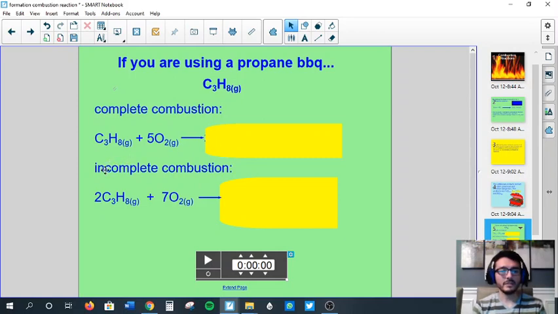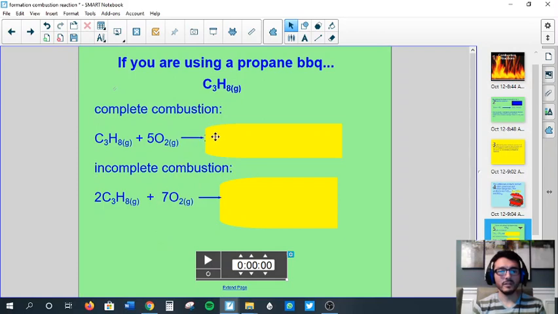Okay, hopefully you've paused it. Now an incomplete combustion, and I've somewhat already balanced the equation for you. Here you can continue. You might want to pause it again. Here we have propane again in the presence of oxygen, and you produce other products. So pause it here, give it a shot.